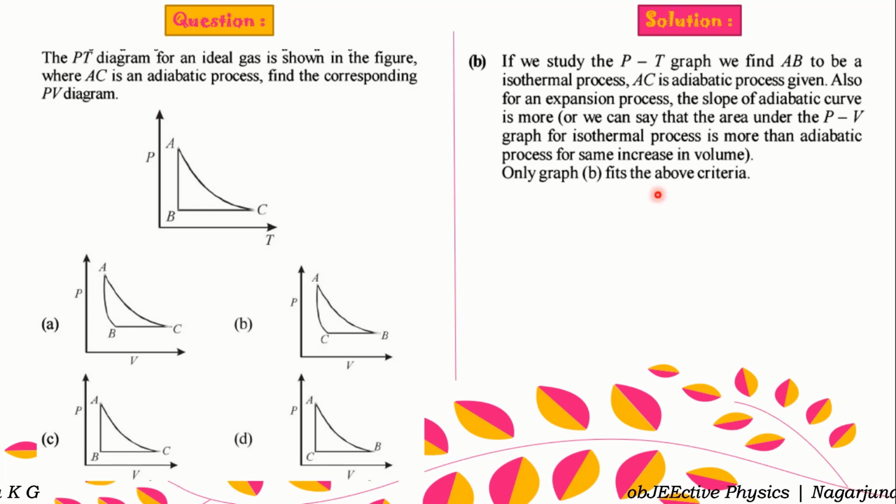Solution. If we study the PT graph, we find AB to be an isothermal process. Observe the PT graph, AB line. AC is the adiabatic process given. Also, for an expansion process, the slope of the adiabatic curve is more, or we can say that the area under the PV graph for the isothermal process is more than the adiabatic process for the same increase in volume. Only graph B fits the above criteria.